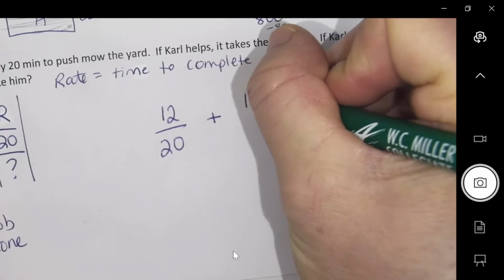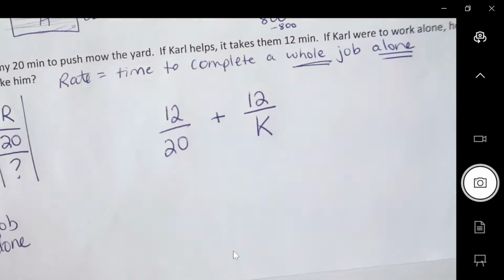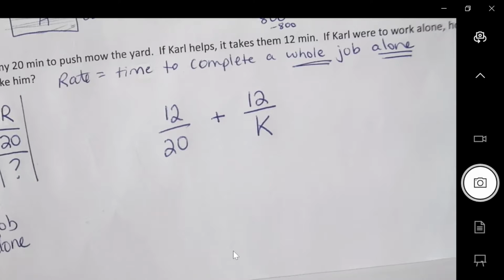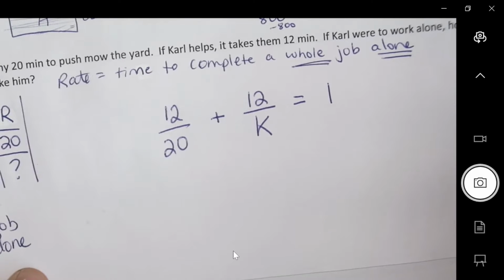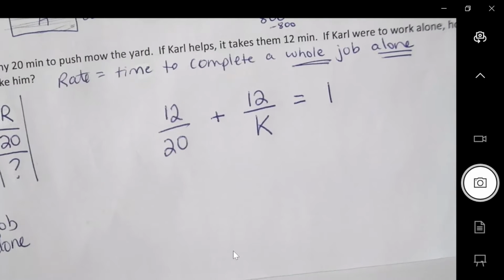Carl will complete 12/K of the job, because I don't know. And the portion that Carl does plus the portion that Jeremy does will add up to the entire job. Just one. They do the whole job. So Jeremy will do a portion of the yard. Carl will do a fraction of the yard, right? They each do a fraction of the yard. Together they get the whole yard done.